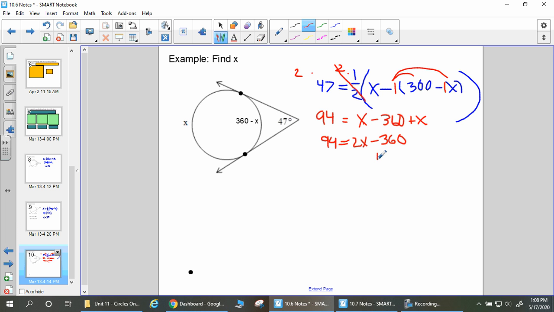To finish this off, we're just going to add our 360. That's going to make 454 equal to 2x. And so divide by 2. And in this case, 227 would be x.